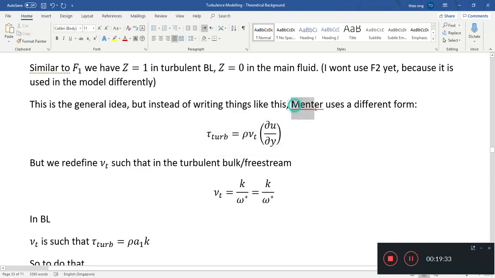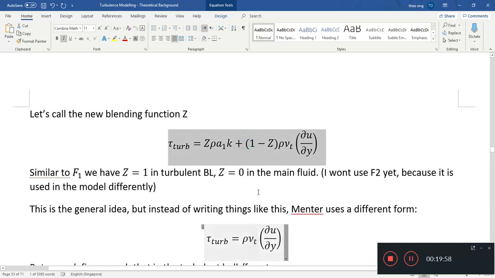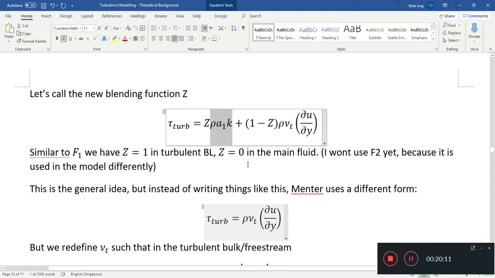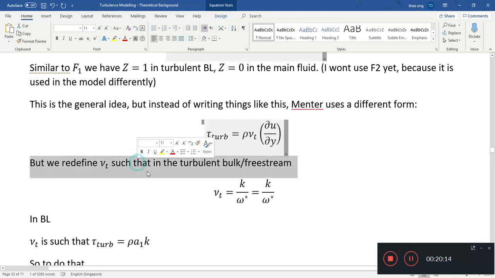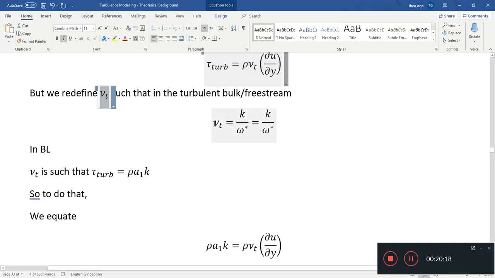So Menter, in his K-Omega SST model, writes that the tau turbulent will always equal rho times the turbulent viscosity times this du dy, which is the strain rate. What he does is leave rho and du dy untouched. He will change the turbulent viscosity such that it will have this effect, such that tau turbulent equals this term inside the bulk region and this term inside the boundary layers, especially those with adverse pressure gradient. So that's the idea.